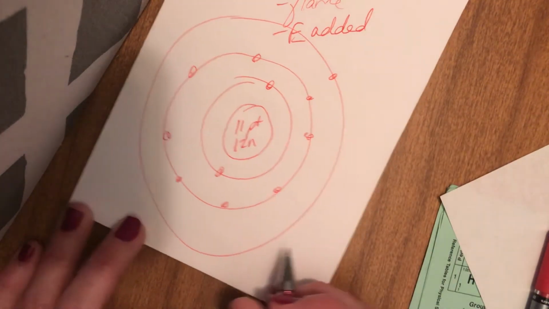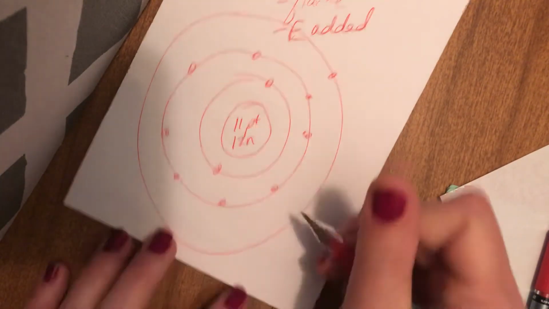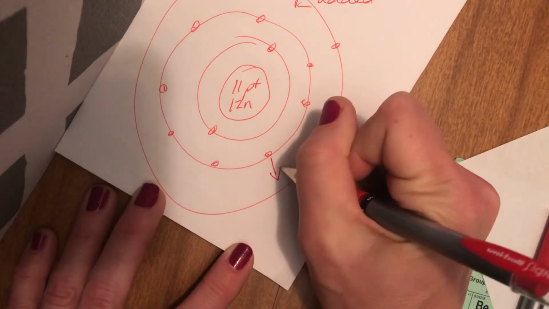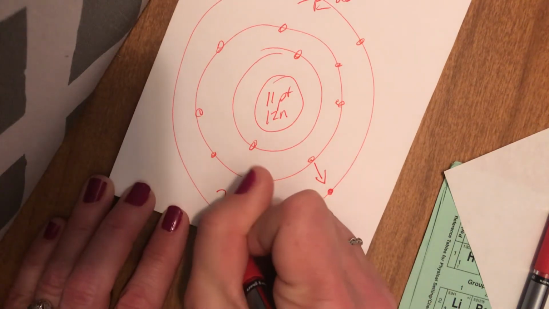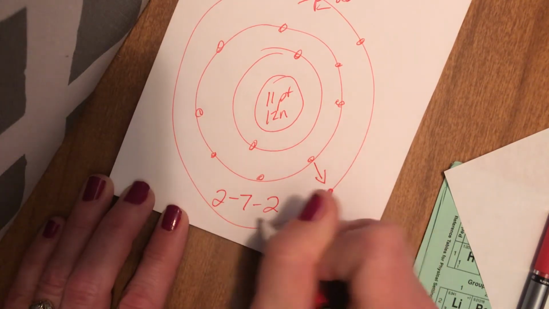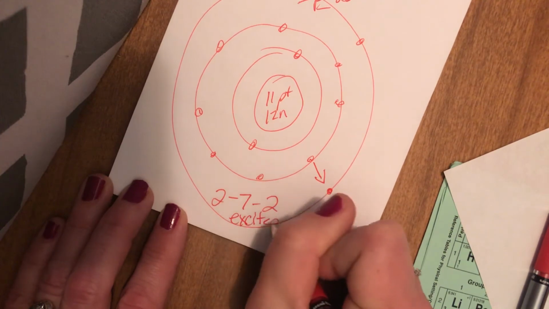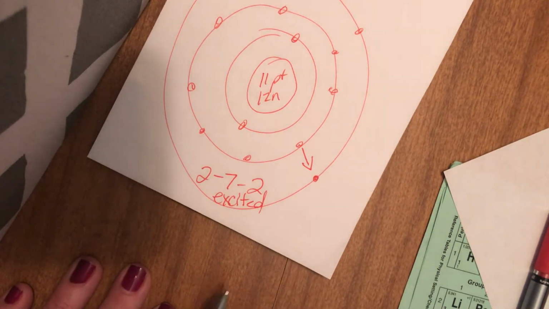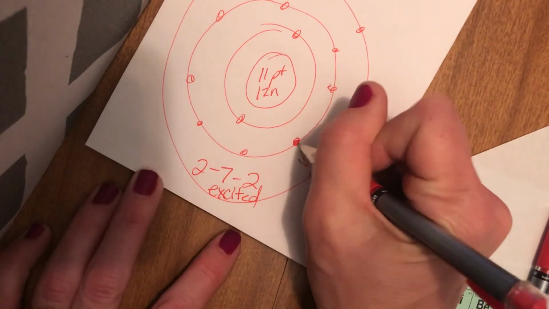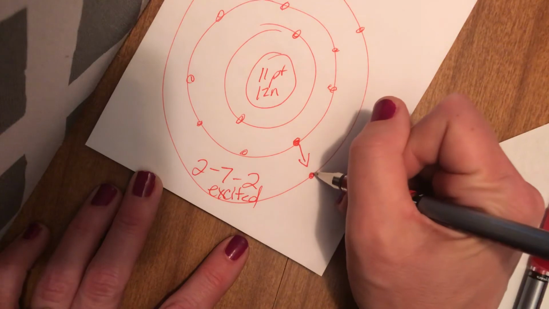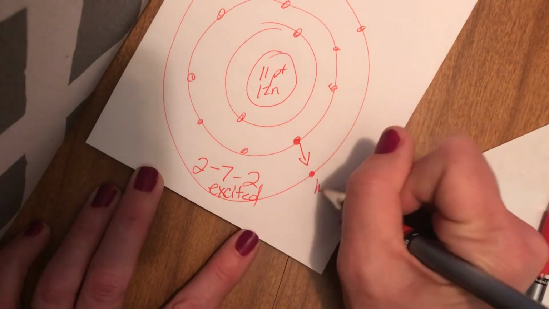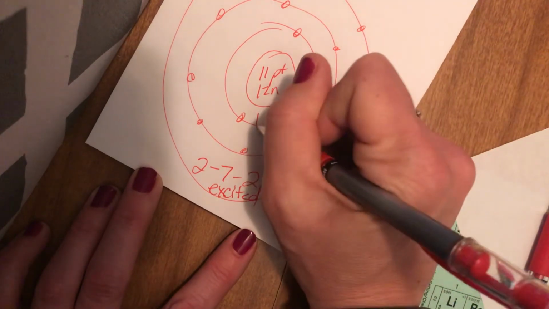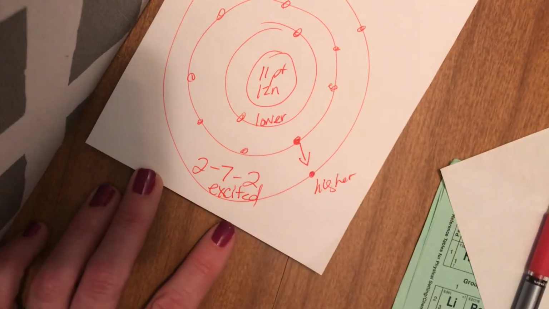If any of them get excited, they could actually move out. So I'm going to pick this one right here, and it could move out to this outer orbital. My new configuration is 2-7-2. So that's excited. All right, and so an excited state represents what happens when light or heat is absorbed by an electron and it moves away from the nucleus to an outer energy level. These energy levels have higher energy, and the ones closest to the nucleus have lower energy.